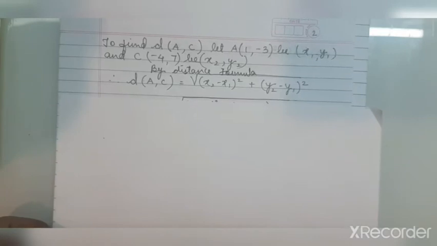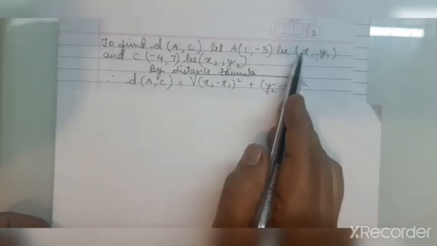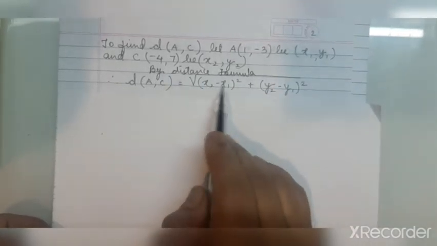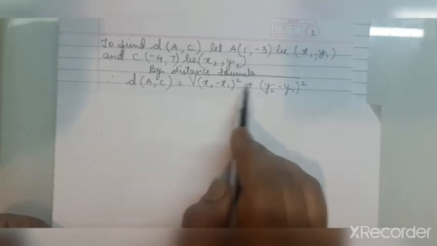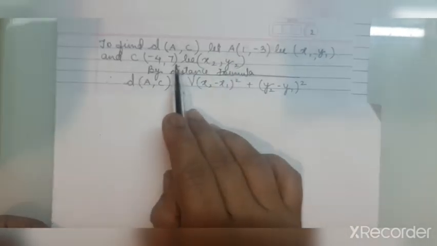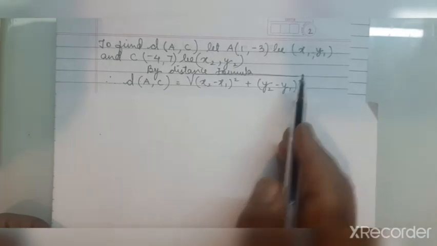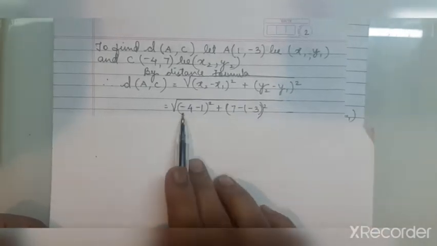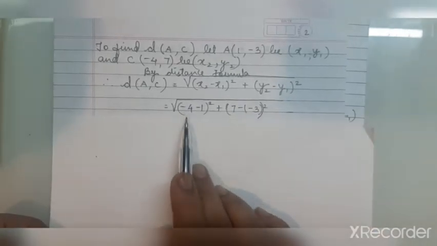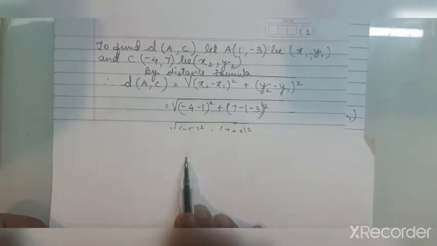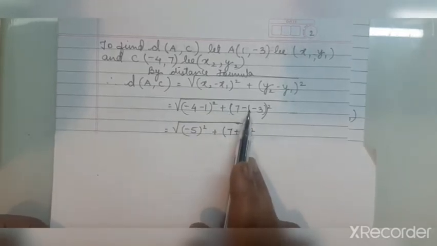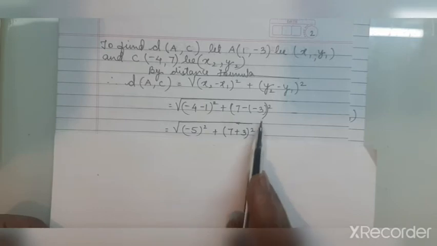Okay, by distance formula, we write the distance formula. Here x2 minus x1 is minus 4 minus 1 the whole square. Y2 minus y1 is 7 minus 3 the whole square. When signs are same, write the same sign and add. So minus 5 the whole square. Okay, and plus, minus into minus is plus, 7 plus 3 is 10 square.